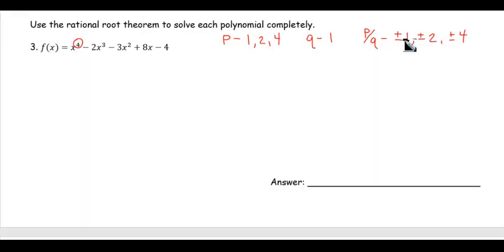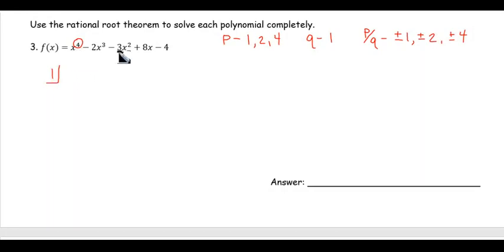When you're testing your possibilities, you can start with any of these, but I tend to go in order. I'll test out positive 1 first, and then I'll try negative 1. And I'll keep doing that until I find one that gets a remainder of 0. Remember, when I'm testing out a root, I will use it exactly as it is written. If I'm testing positive 1, I'm going to write positive 1.